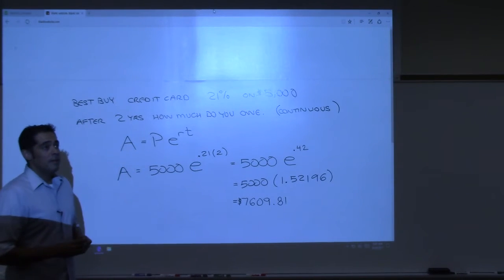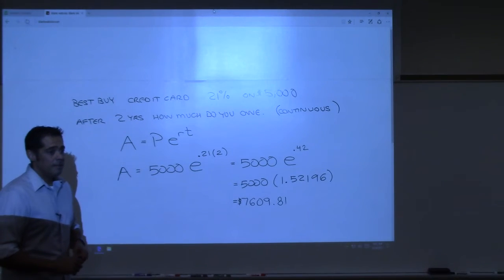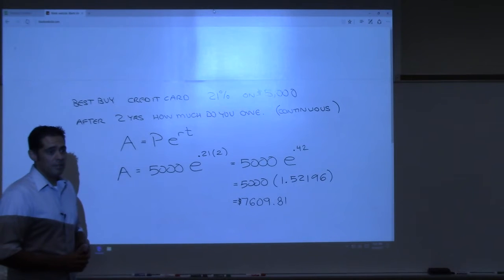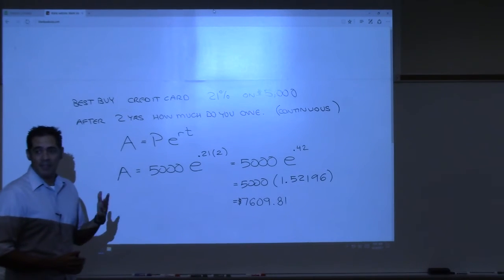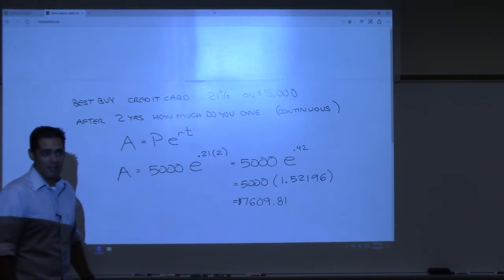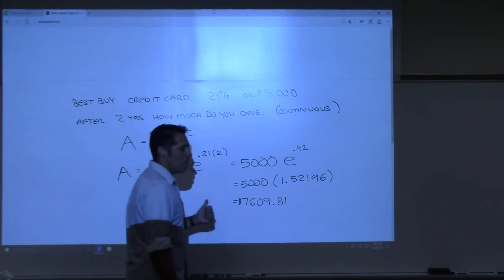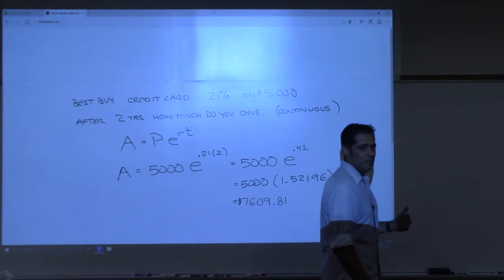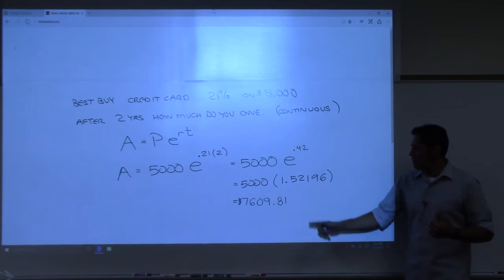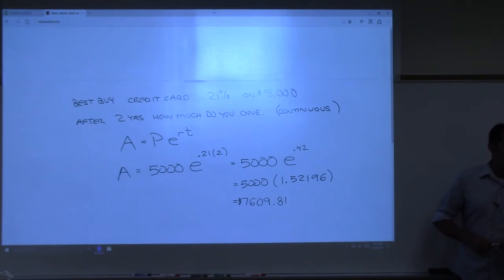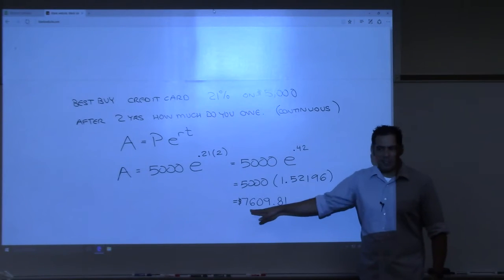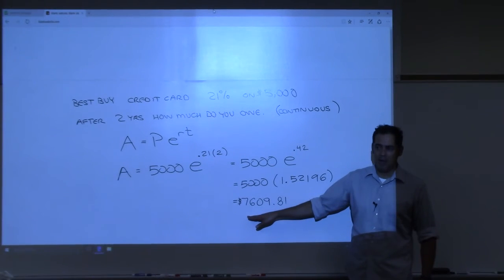Now remember, I put $5,000 in the bank for my daughter for 10 years, and I was barely at $7,800, right? 10 years. You got this money, you borrowed it for 2 years, and you are going to owe $7,600, which means there's $2,600 in interest that you now have to pay back.